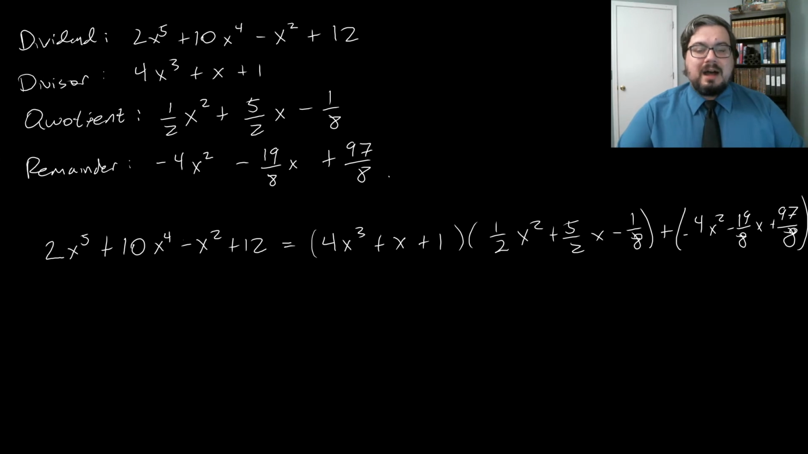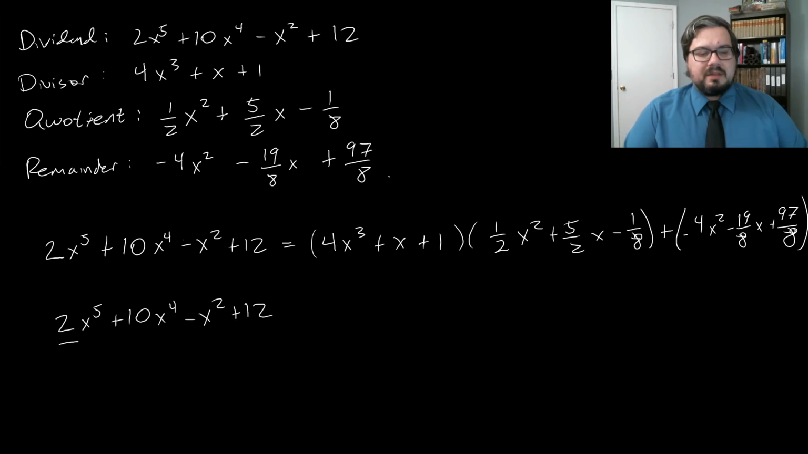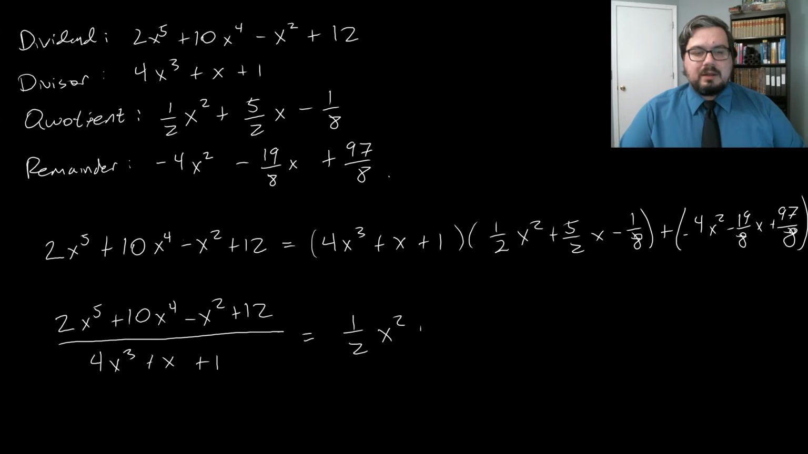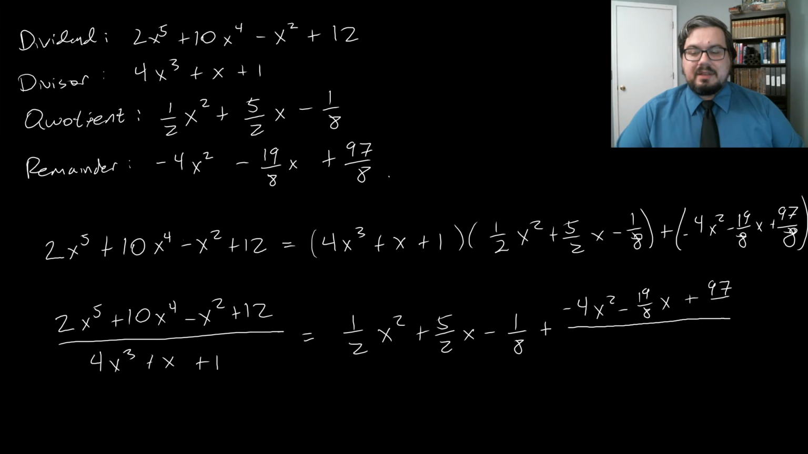If we were to divide everything by the divisor, not the remainder, what we could get is that 2x to the 5th plus 10x to the 4th minus x squared plus 12, divided by 4x cubed plus x plus 1, is equal to the quotient 1/2 x squared plus 5/2 x minus 1/8, plus, and now the remainder, negative 4x squared minus 19/8 x plus 97/8, divided by the divisor, 4x cubed plus x plus 1.